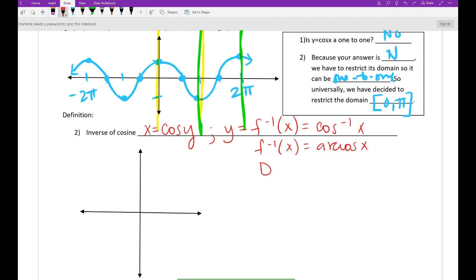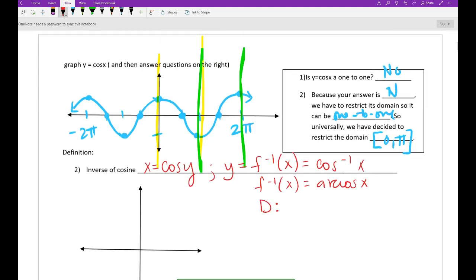Okay, let's go over the domain of cosine inverse. What is the domain of cosine inverse? The domain of cosine inverse is the range of the regular cosine, right? What's the range of regular cosine? Yeah, negative 1 to 1.